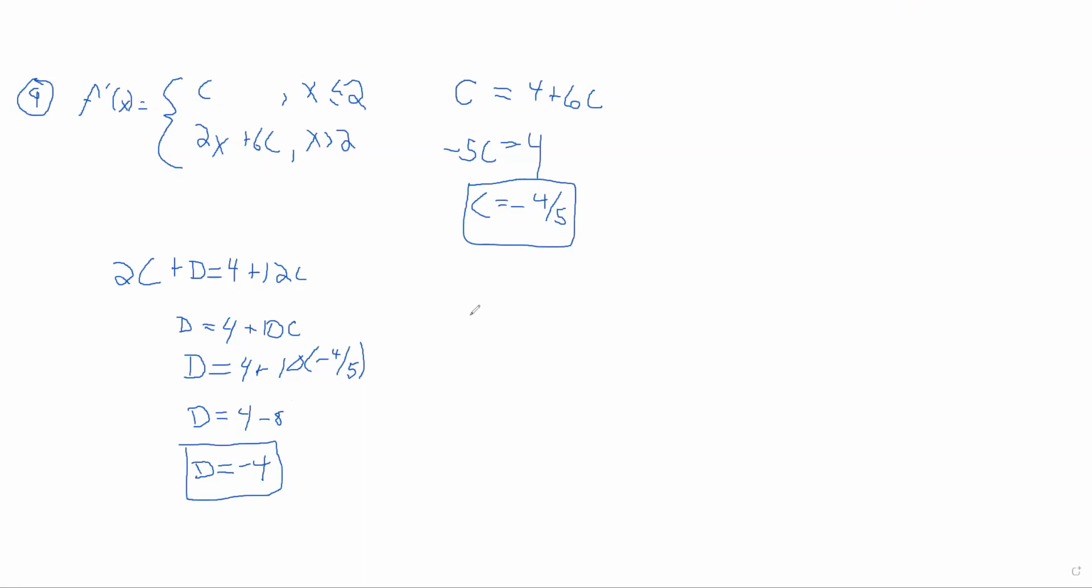Because they're different, they're not continuous or not. The C and the D are different? Yeah. Oh, that doesn't matter. They can be different, because you're just trying to find what C and D are. You don't need to worry about if it makes it continuous, because it told you that it was differentiable, so you know it's continuous.